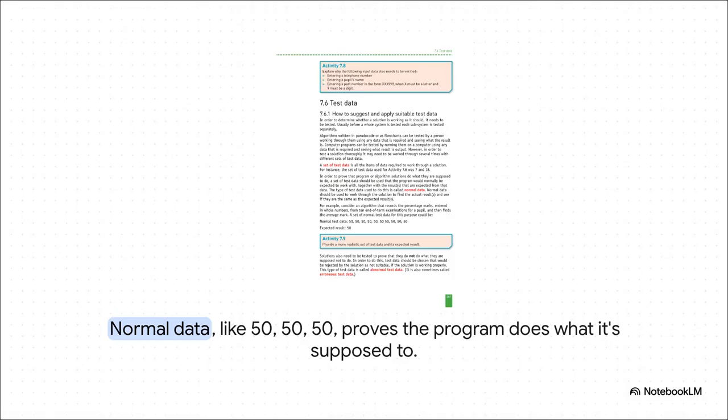So, let's say you have a little program that averages test scores. Your normal test data would be something super simple, like a set of totally valid numbers. You feed it 50, 50, 50. You check that the result is 50, and bam, you've just proven the basic logic works. This is your baseline. It's simple, it's effective, and it's the perfect place to start.